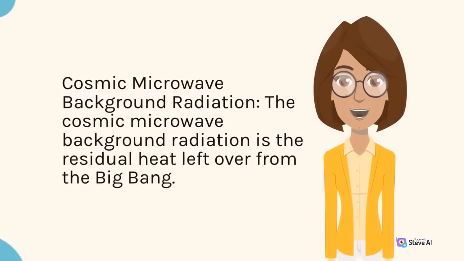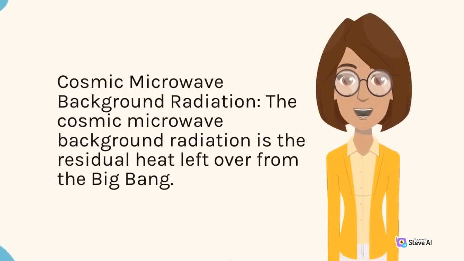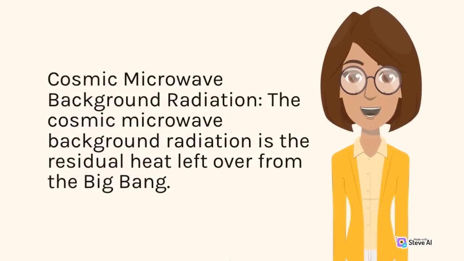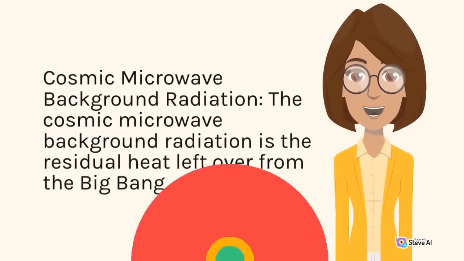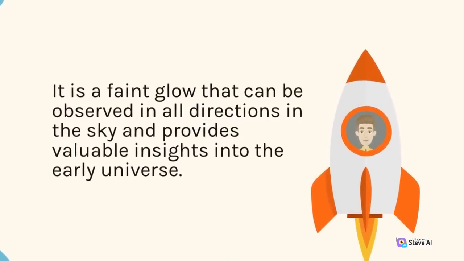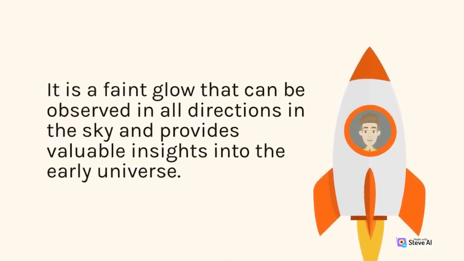Cosmic microwave background radiation. The cosmic microwave background radiation is the residual heat left over from the Big Bang. It is a faint glow that can be observed in all directions in the sky and provides valuable insights into the early universe.